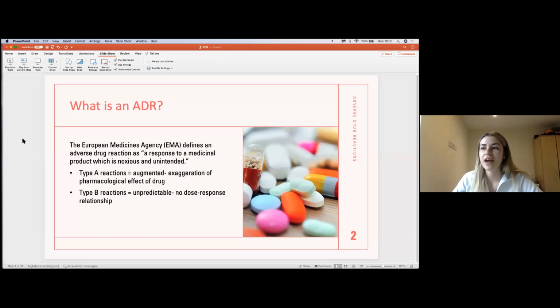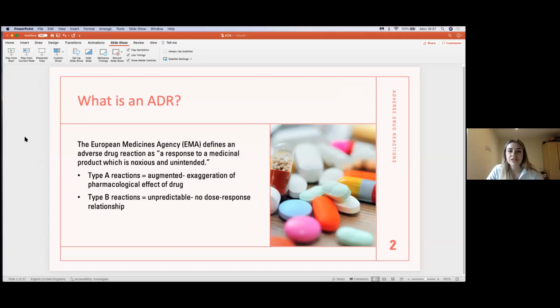So type A reactions, these are augmented. It's an exaggeration of a drug's normal pharmacological action. So these are dose dependent, and they're also reversible on reducing the dose of the drug or just withdrawing the treatment. So those are type A. Type B reactions, these are completely unpredictable drug reactions, so there's no dose response relationship. These are also described as idiosyncratic and bizarre. So they're unpredictable, basically.